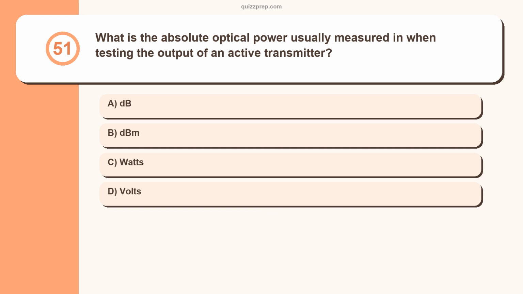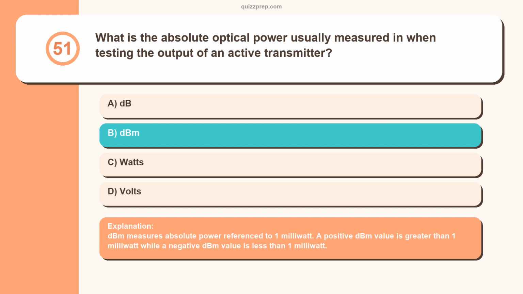Question 51. What is the absolute optical power usually measured in when testing the output of an active transmitter? dB, dBm, watts, volts. dBm measures absolute power in reference to 1 milliwatt. A positive dBm value is greater than 1 milliwatt, while a negative dBm value is less than 1 milliwatt.